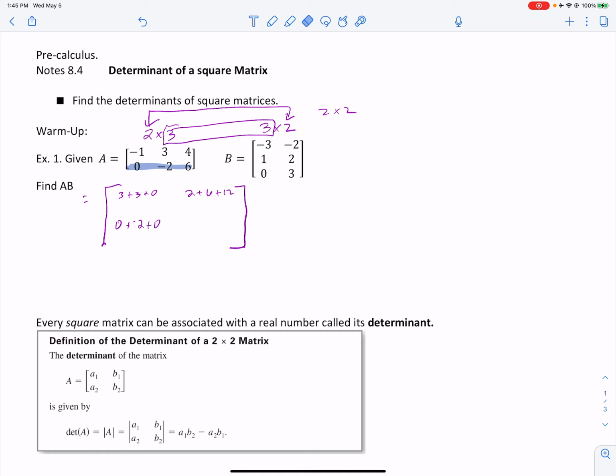Then we're going to move to the next column on the second matrix and multiply corresponding elements again, and we have a 0. -2 times 2 is a -4, and then plus 6 times 3 is 18. And then just simplify those, and notice we're going to end up with a 2 by 2, and we get 6, 20, -2, and 14. And that is your product.